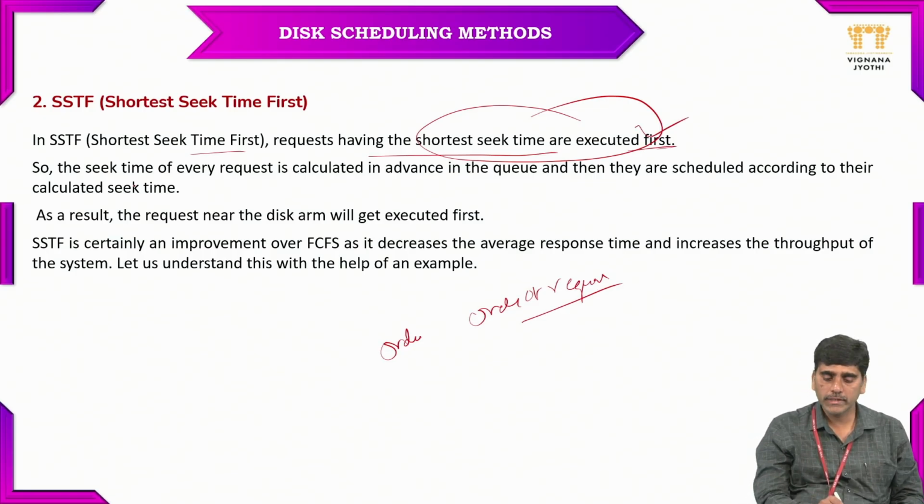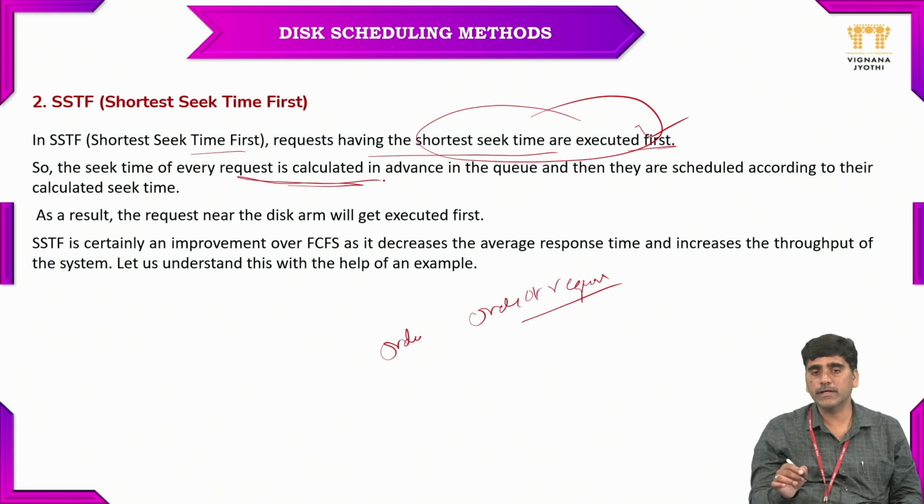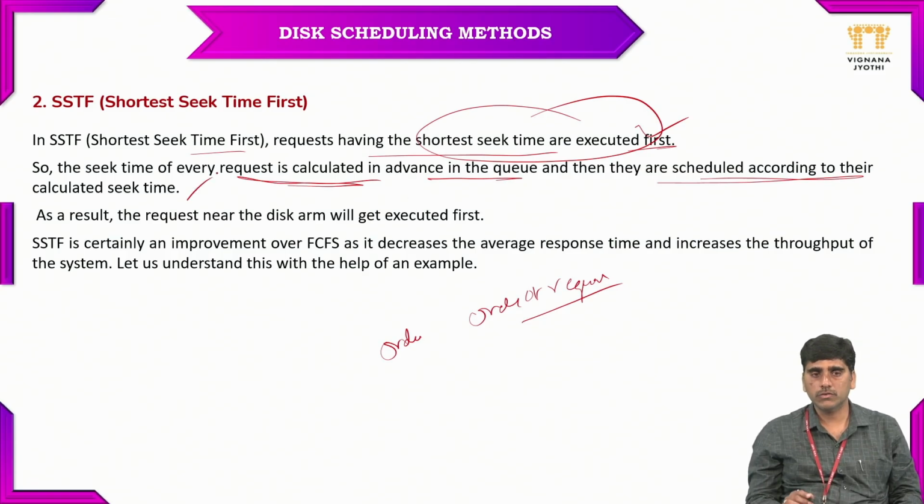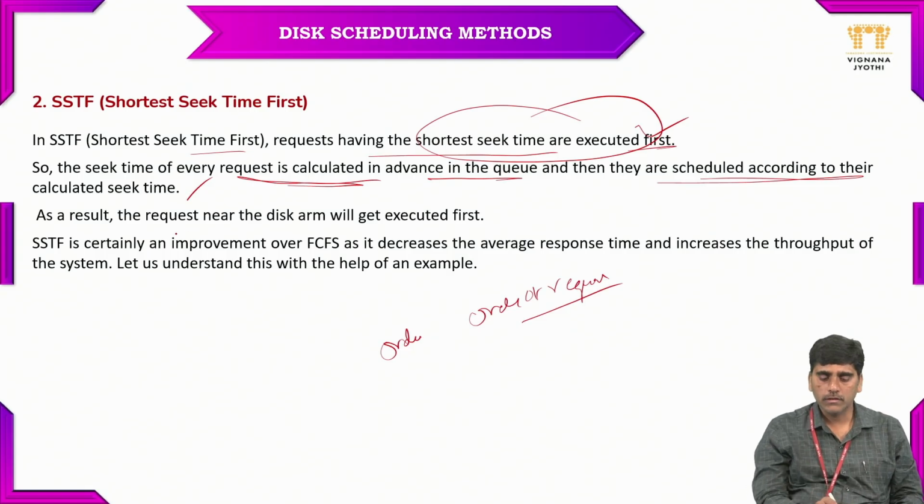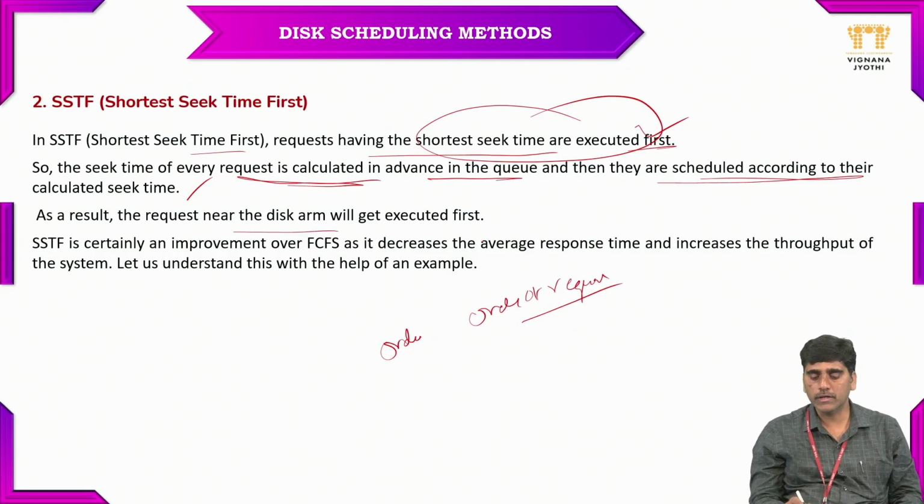So the seek time of every request is calculated in advance in the queue, and they are scheduled according to their calculated seek time. As a result, the request near the disk arm will get executed first.